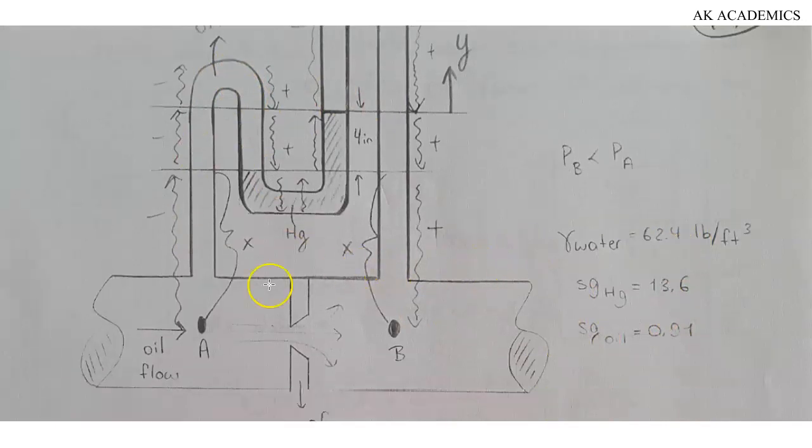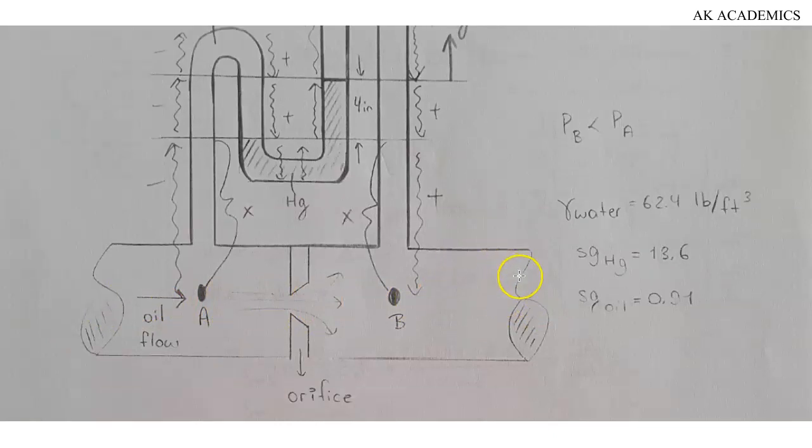Again, what you see is that we have a pipe at the bottom, and on this pipe we have the manometer connected to the pipe. So we have 2 points on the pipe. We have point A and point B, and the oil is flowing in this particular direction. Okay, so oil is flowing in this direction.